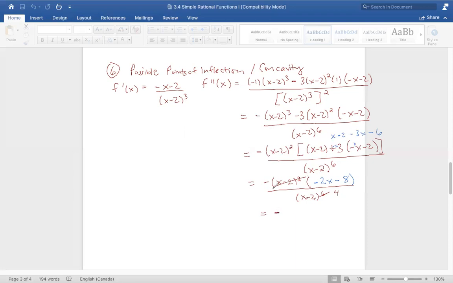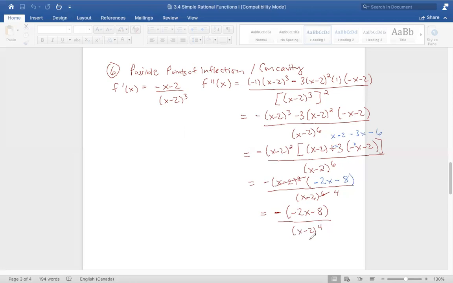I have to leave that negative there, don't forget. That wasn't common, that didn't get rid of it. So I have a negative bracket, negative 2x minus 8. This is gone all over, at least a little bit less. x minus 2 now to the power of 4.